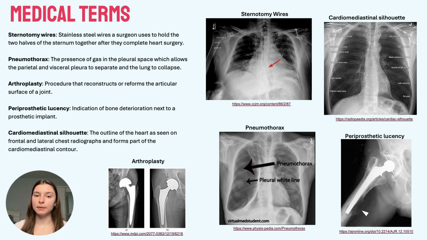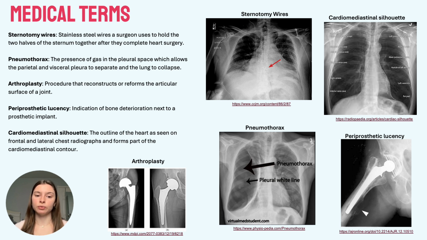So next I have some med terms that I found in the radiologist report with reference images. Sternotomy wires are stainless steel wires a surgeon uses to hold the two halves of the sternum together after heart surgery. Pneumothorax is the presence of gas in the pleural space, which allows the parietal and visceral pleura to separate and the lung to collapse.